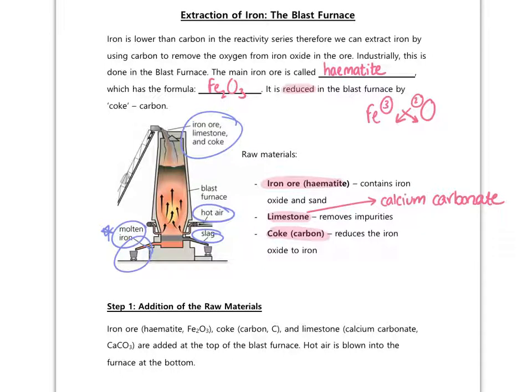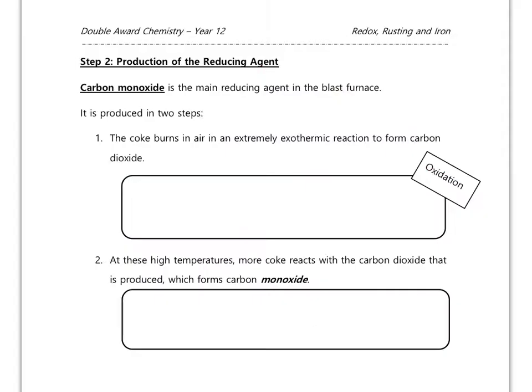So let's look at each of these steps in turn. So the first step is simply to add your raw materials, and we can see that we add the 3 raw materials at the top, and hot air is then blown into the furnace at the bottom. So step 1 is simply add the raw materials.